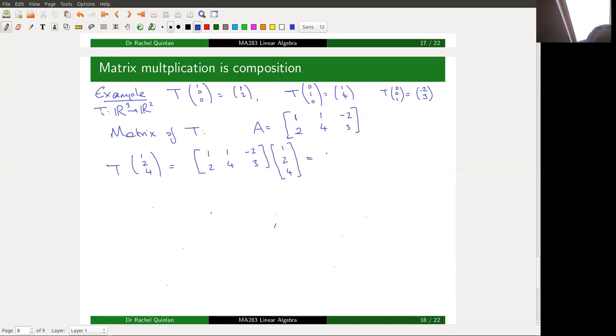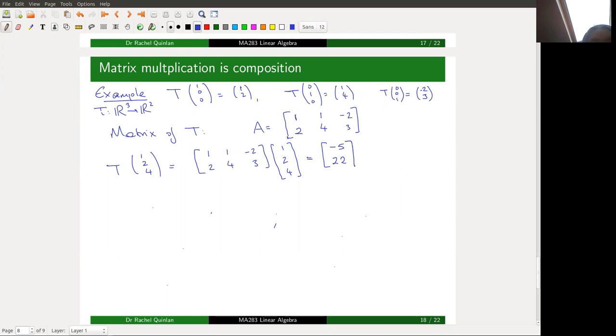So if we just do the calculation here, we get in the first entry 1 times 1 plus 2 times 1, that's 3, minus 2 times 4, that's minus 5. And in the second entry, we get 1 times 2 plus 2 times 4 plus 3 times 4. So we've got 2 plus 8 plus 12, that is 22.